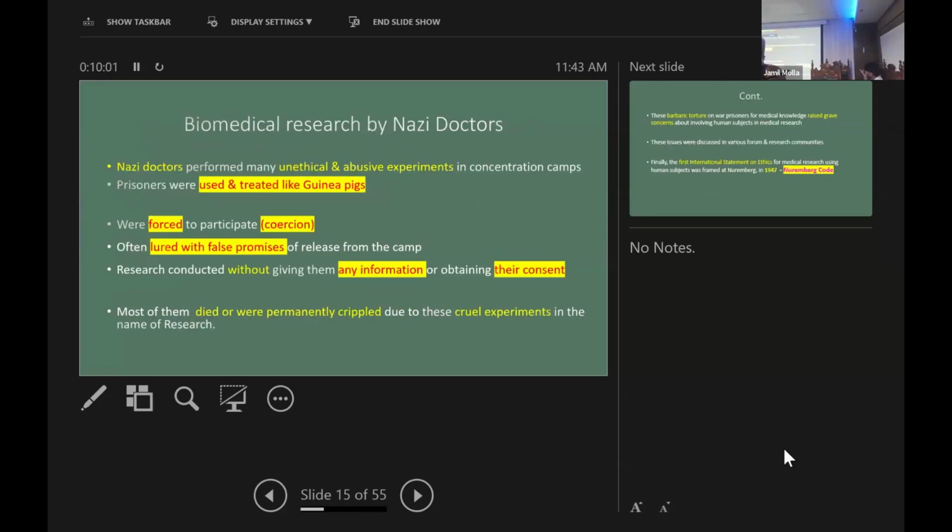So these German doctors are popularly known as Nazi doctors. If you read the history of the Second World War, you will find them. These Nazi doctors are basically German army doctors. They performed unethical and abusive experiments on the war prisoners. There are many horrific ways they treated human beings, the prisoners, war prisoners, especially Jews and others. So they didn't have any choice. They were forced to participate and get involved in these particular studies.